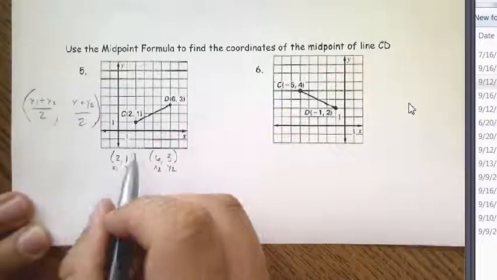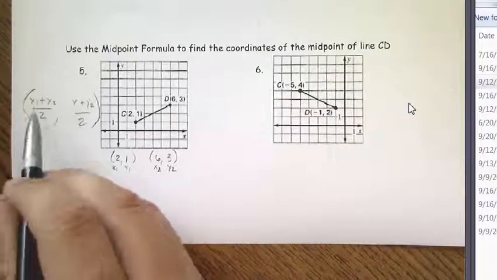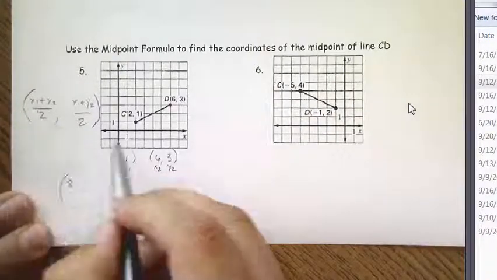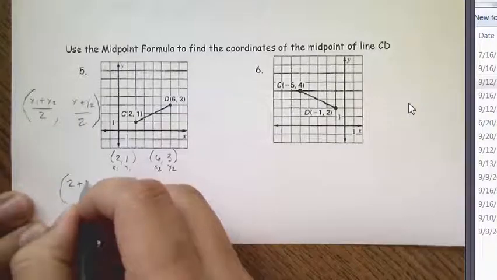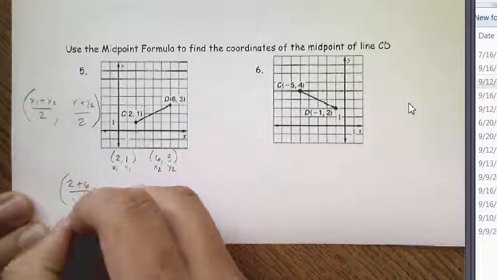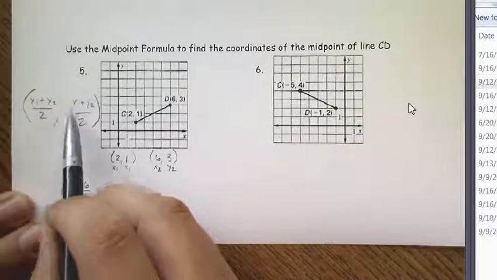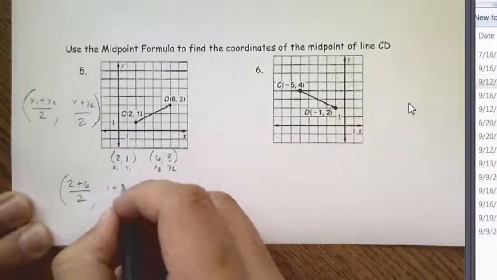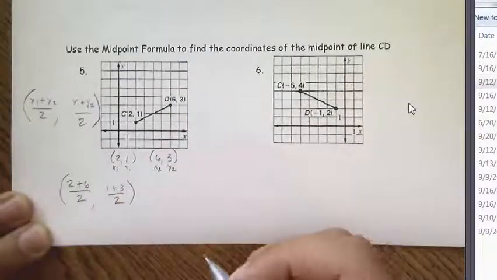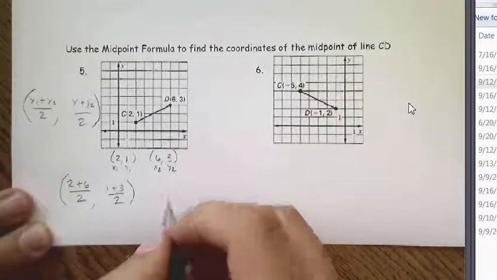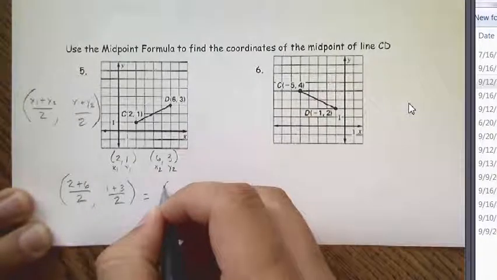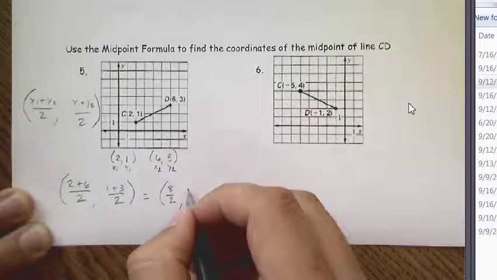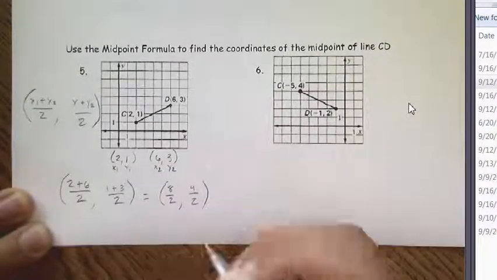Plug these numbers into the formula. I'm going to take my x1, which is 2, and my x2, which is 6, and add them because there's an addition sign right there, and put that over 2. My y1, which is 1, plus my y2, which is 3, and put that over 2. Always show all your work. So this becomes 2 plus 6 is 8 over 2, and 1 plus 3 is 4 over 2.